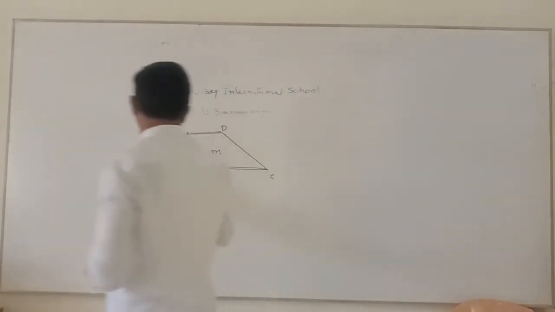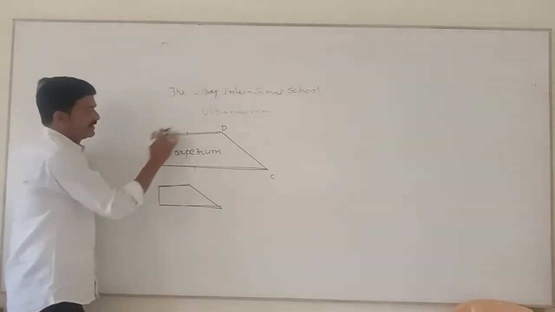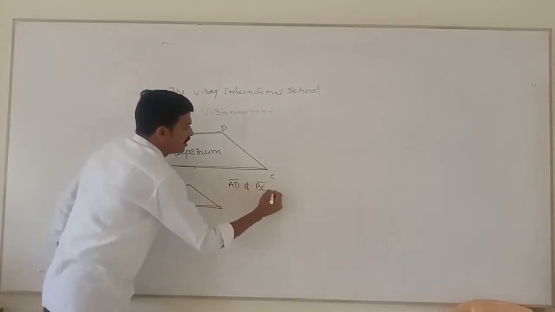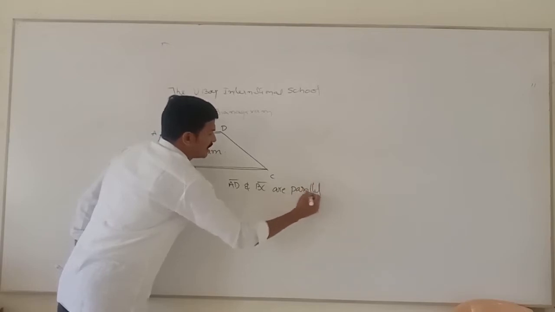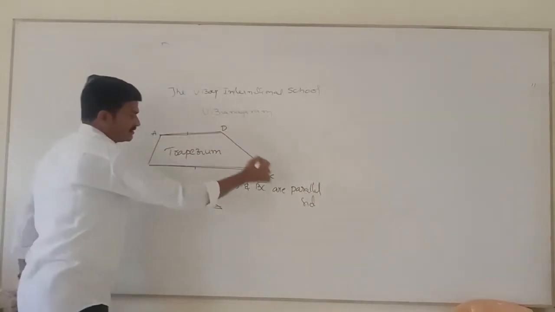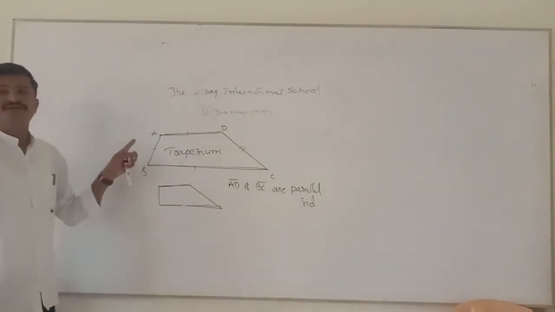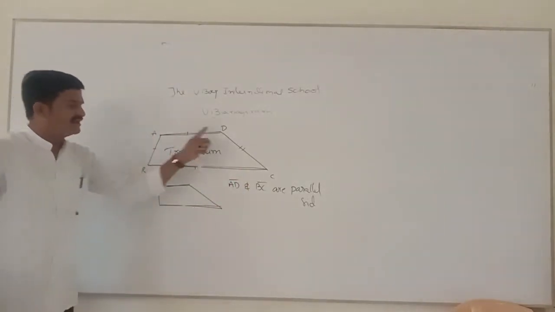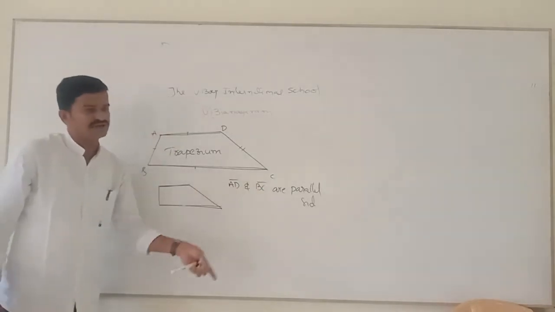In this trapezium, these are called parallel sides. AD and BC are parallel sides. Then what are AB and DC? These are called non-parallel sides. AB and DC are called non-parallel sides, and AD and BC are called parallel sides.